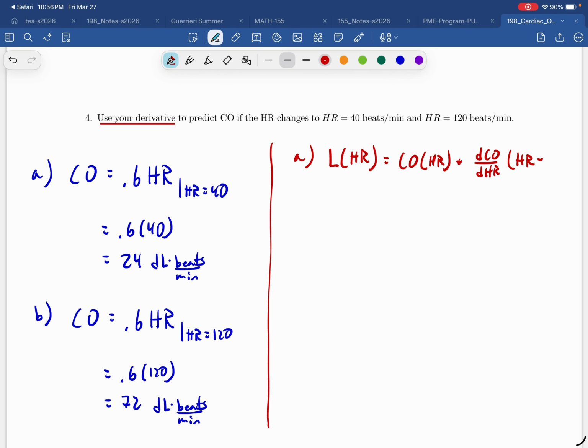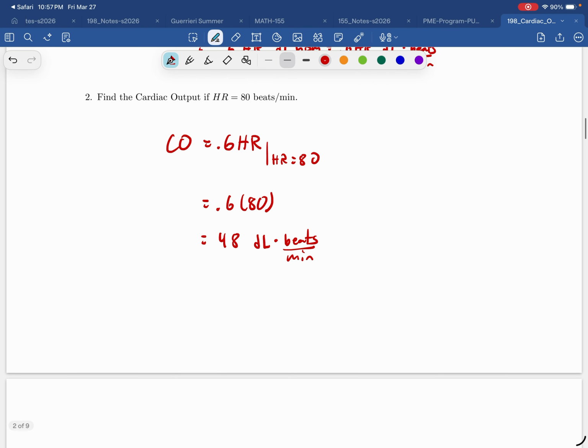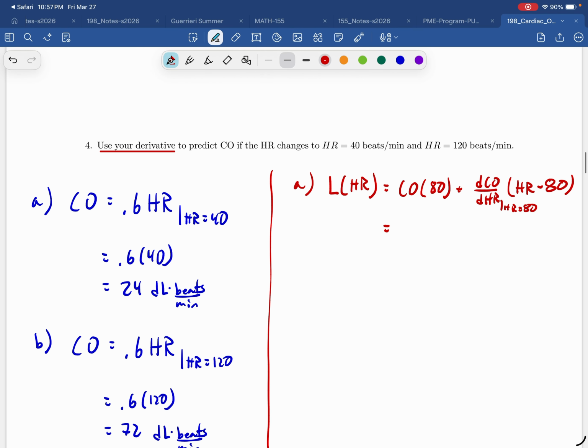So actually, let me rephrase. This shouldn't be over HR, right? We should be plugging in our nice value. This should be 80. And then this should be 80 right here. Okay? And this is also, by the way, HR equals 80. So when we do this out, we're getting CO of 80. What did we say? That was 48, I believe, right up here. Yeah, 48. This was 48. The derivative was 0.6. And we had HR minus 80.